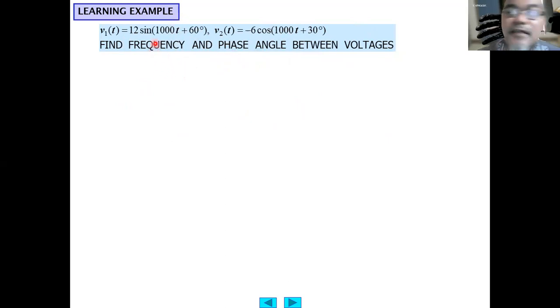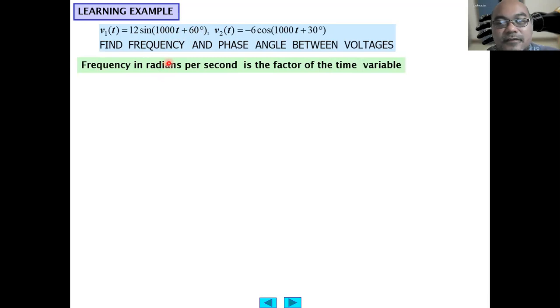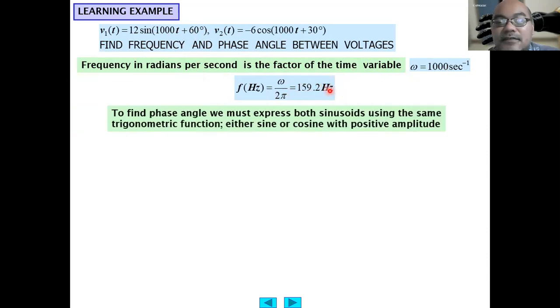The frequency is actually easier. Here 1000t is basically equal to omega t, right? So omega equals 1000, and omega equals 2 pi f. So dividing this 1000 by 2 pi, we will obtain the frequency. The factor of the time variable is the angular frequency, so this omega is 1000 radians per second. So the frequency will be omega divided by 2 pi, which equals 159.2 hertz.